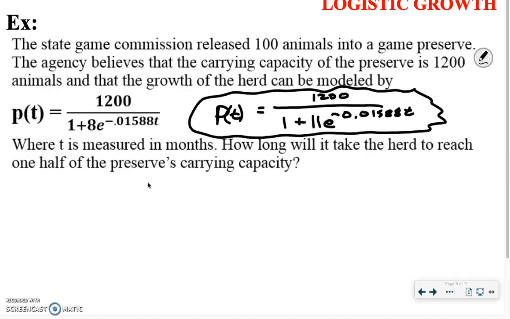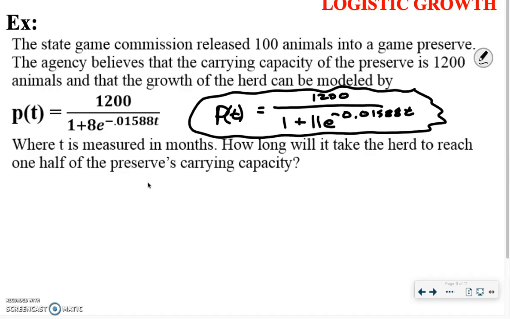The State Game Commission released 100 animals into a game preserve. The agency believes that the carrying capacity of the preserve is 1,200 animals and that the growth of the herd can be modeled by the new one that we just wrote, where T is measured in months. How long will it take the herd to reach 1/2 of the preserve's carrying capacity?